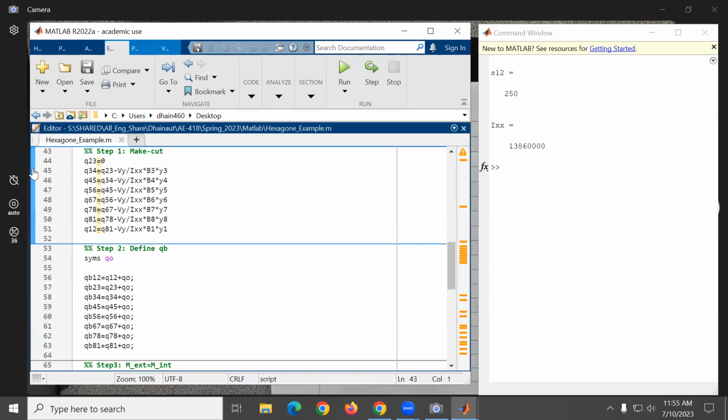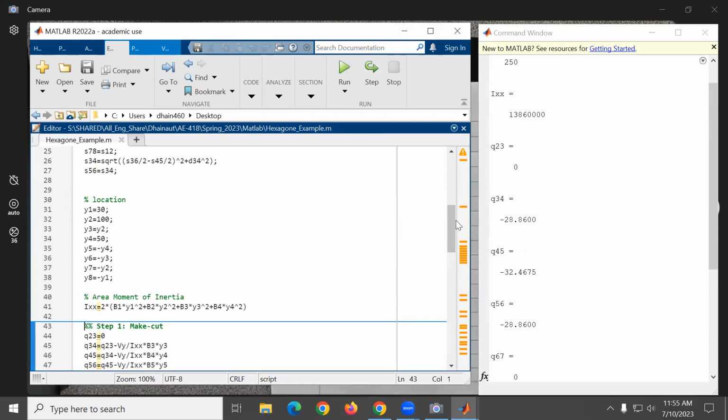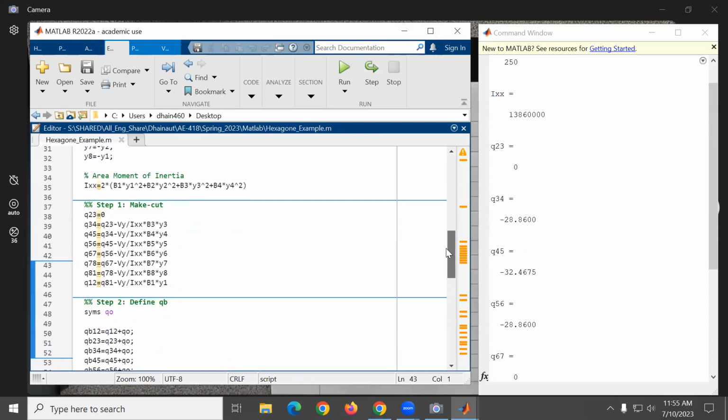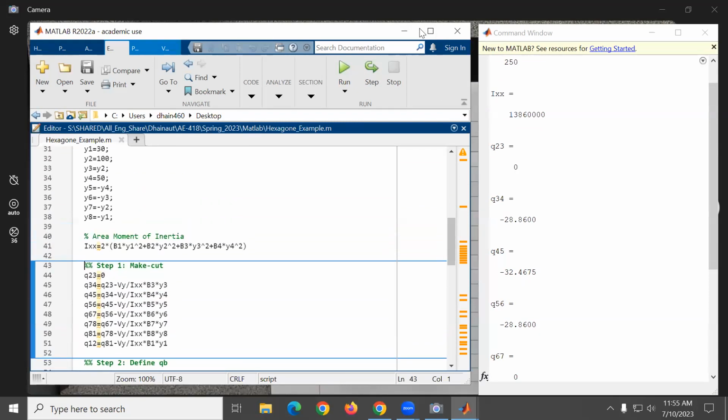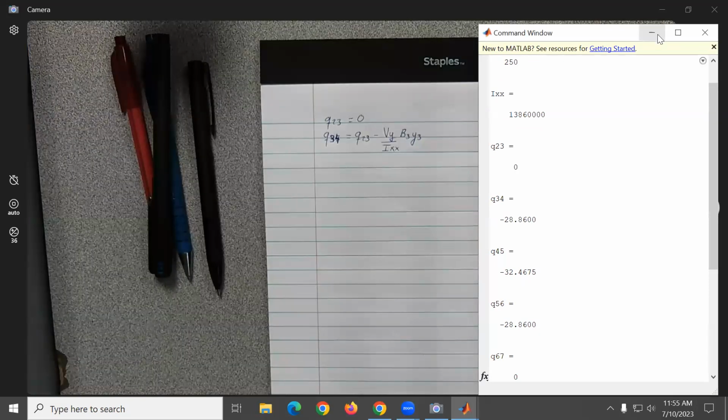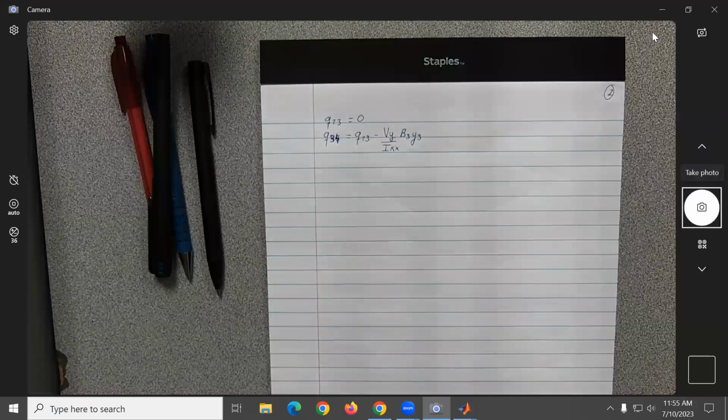Okay, awesome. So we have the values here. Let's see if they're the same ones that I have over here, minus 28.86, 32. Yeah, I have them over here, but basically you can see the code. If you want to create your own code, you can just come here and copy. This is the step over here that we just did, make the cut.